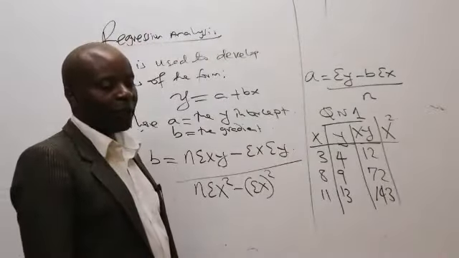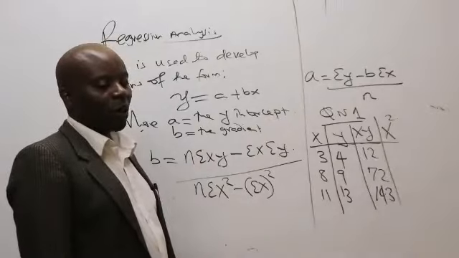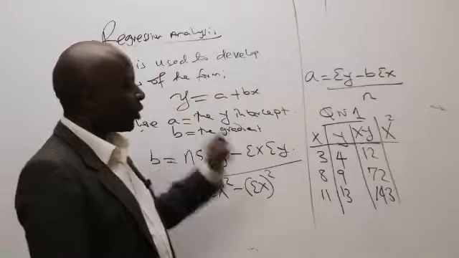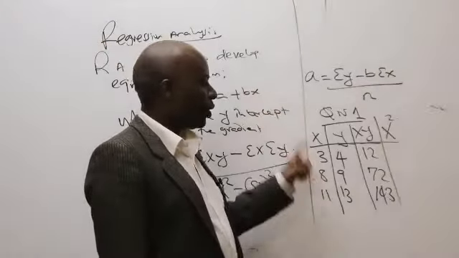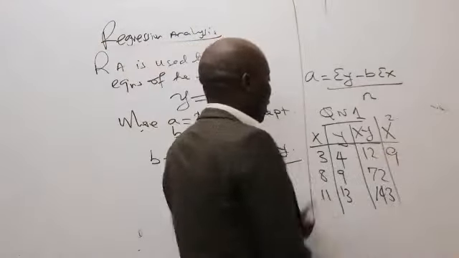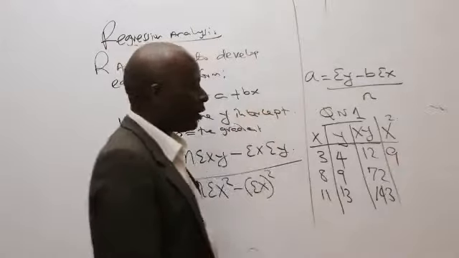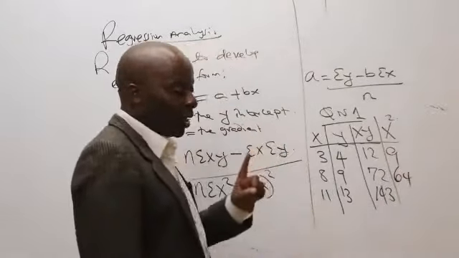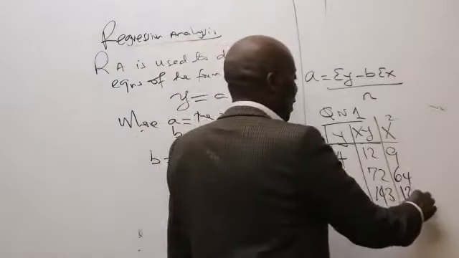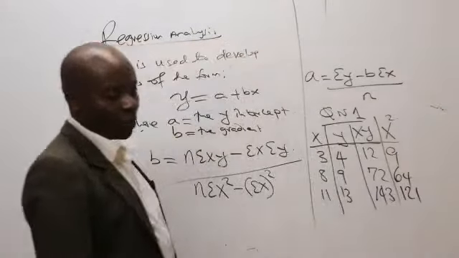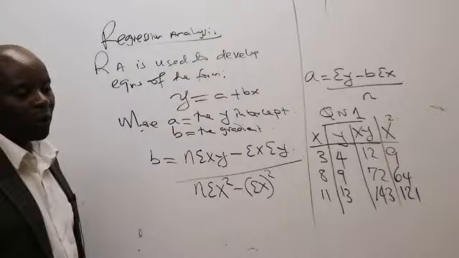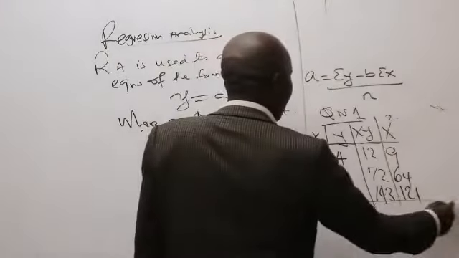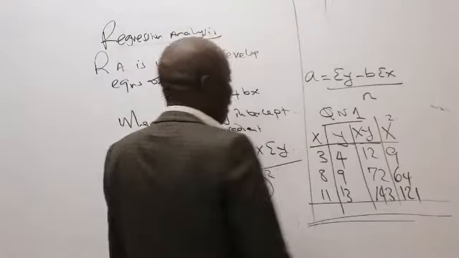So we now swing to the last column, which is the column of squaring x. X times x. So we have 3 squared, which gives us 9. Then we have 8 squared, which gives us 64. Then lastly we have 11 squared, which gives us 121. Ladies and gentlemen, if that is the case, could you kindly come here and give us the summations?